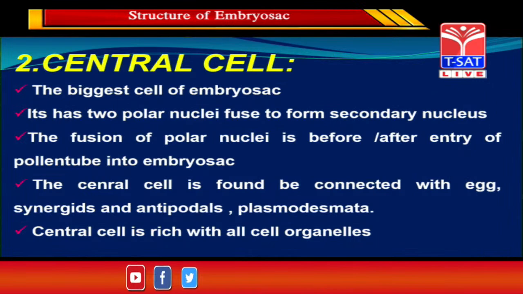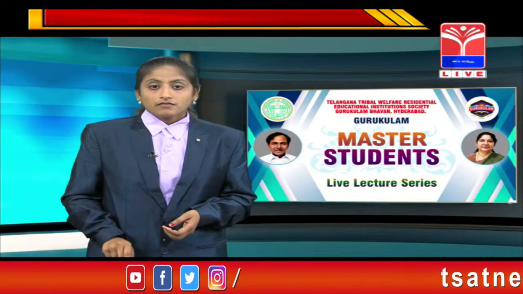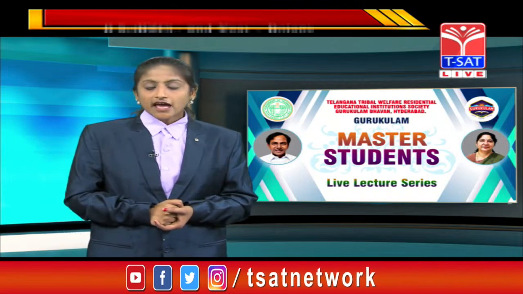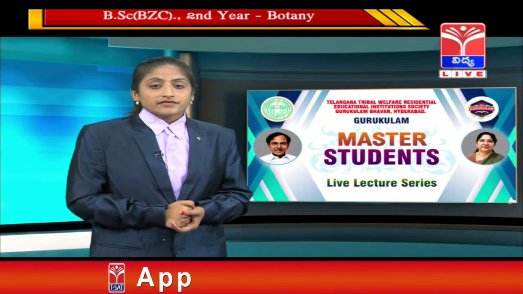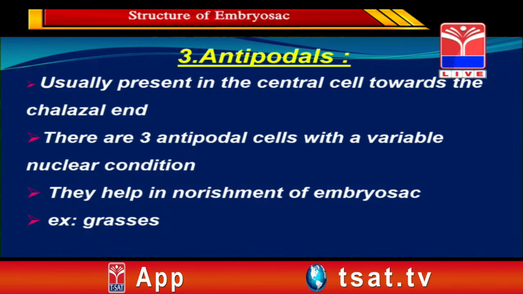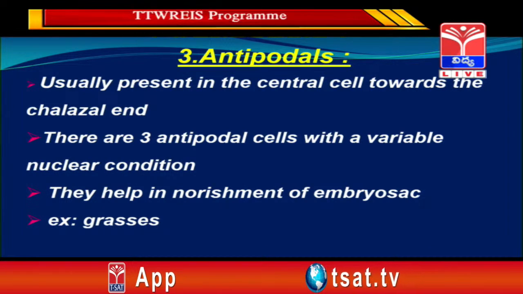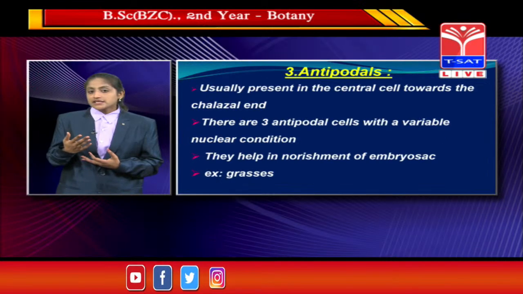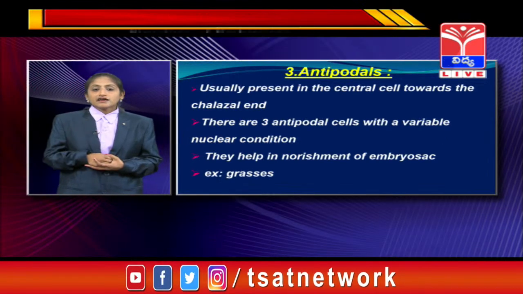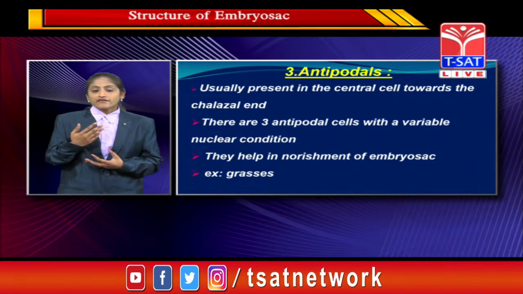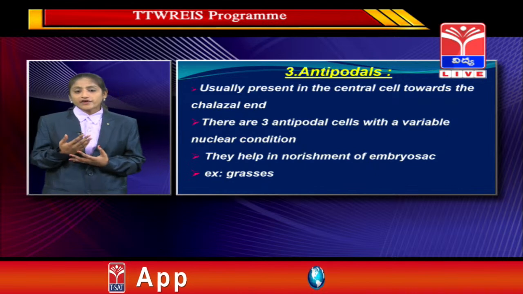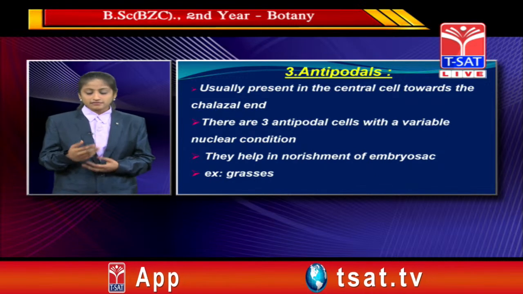Next we observe the last component of the embryo sac, that is the antipodals. The 3 nuclear group put together at the chalazal end is called the antipodals. In the antipodals, some plants have many antipodals. We take grasses as the best example. There are 3 antipodal cells with variable nuclear condition, and the antipodals help in the nourishment of the embryo sac.